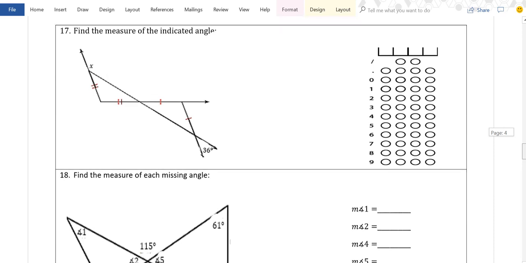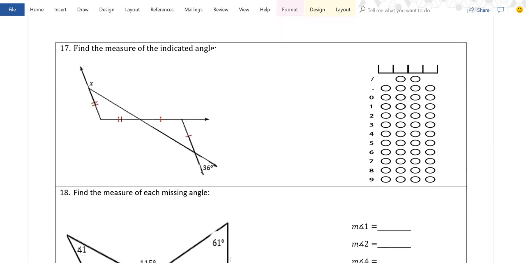Okay, question 17. Find the measure of the indicated angle. So again, we're looking for x. So let's use what we know to start with all we're given. 36 is over here. We have a vertical angle, so this is going to be 36. I see here, I have two congruent sides. That gives me a triangle that's isosceles, so I know that both of these angles are the same. So this is also 36. Vertical angles again gets me over here to 36. Isosceles triangle yet again gives me that this is also just 36.